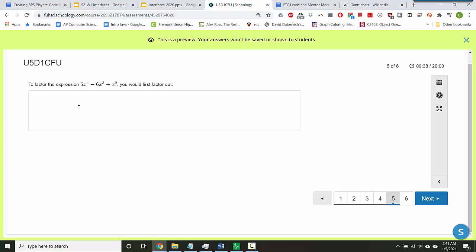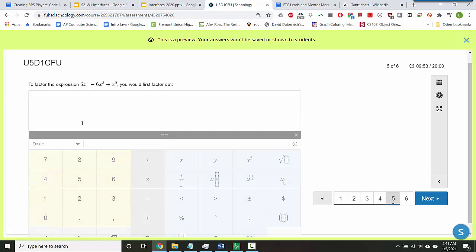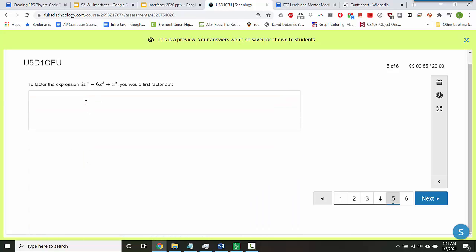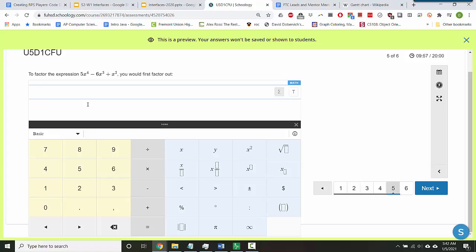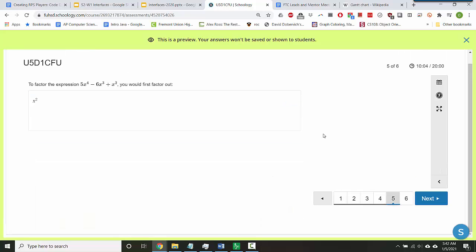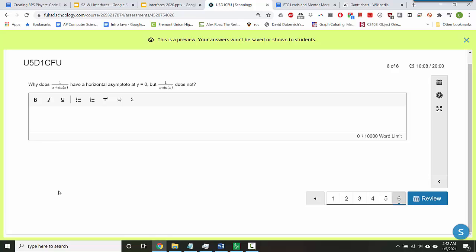So here it says factor the expression. You would factor out first. Okay, so I'm seeing common factors in each term, but it looks like only x squared, because the coefficients 5, -6, and 1 don't have any factors in common other than 1, so it doesn't really make sense to factor that out. Yikes, what's happening? Oh, x squared? Nope. X squared. Yay. Okay, that was weird.